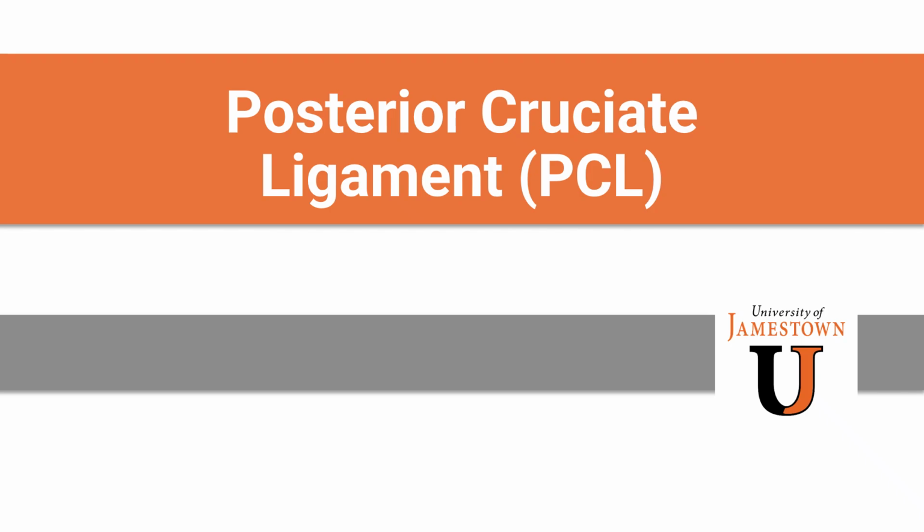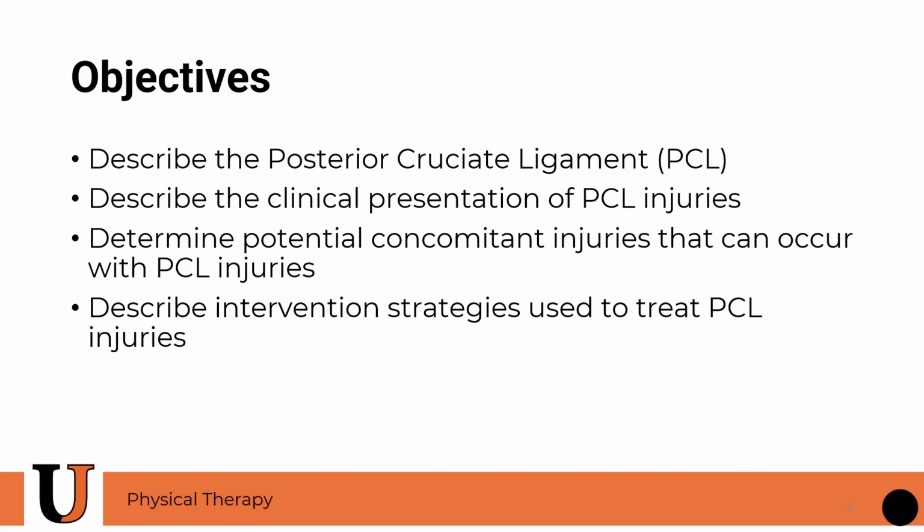In this lecture, we will be discussing the posterior cruciate ligament. The objectives of this lecture are for you to be able to describe what the PCL is, to describe the clinical presentation of PCL injuries. We also want you to be able to determine potential concomitant injuries that can occur with PCL injuries, and then to be able to describe intervention strategies used to treat PCL injuries.